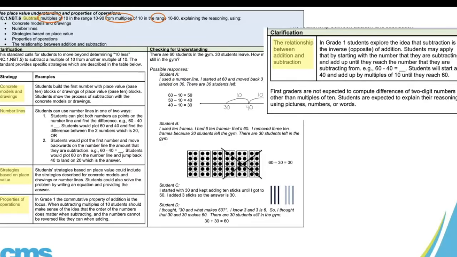Finally, you unpacked NC1 NBT6. Some verbs you may have noticed are subtract, explain, and use when it comes to strategies. Some parameters in this standard are multiples of 10 from a multiple of 10 in the range of 10 through 90. Note the expectation for what a first grader is supposed to compute when it comes to this standard.